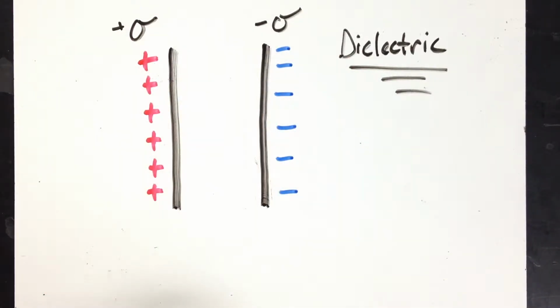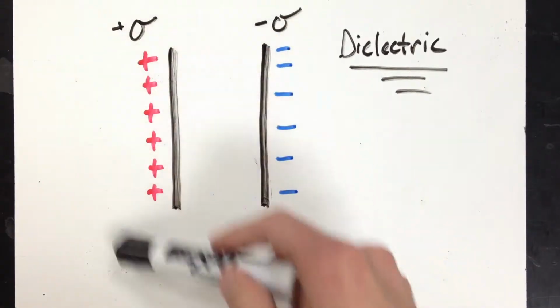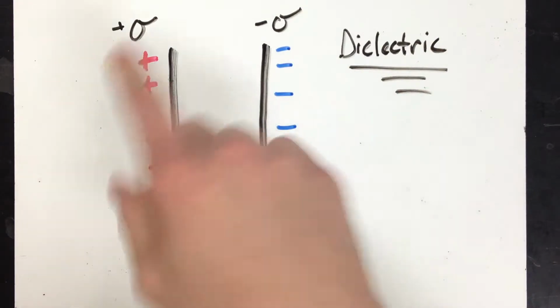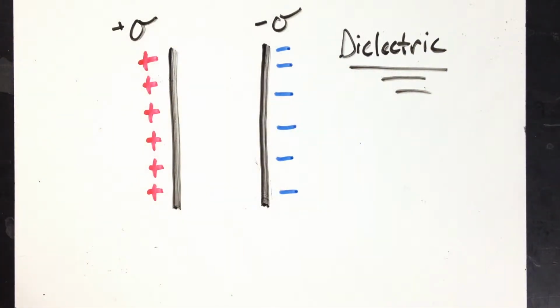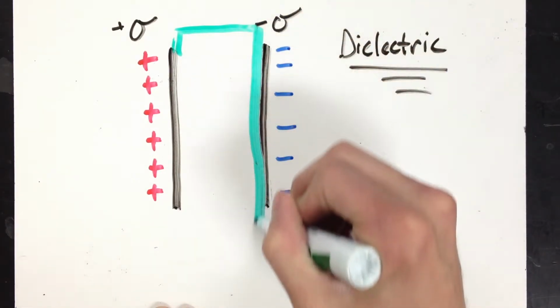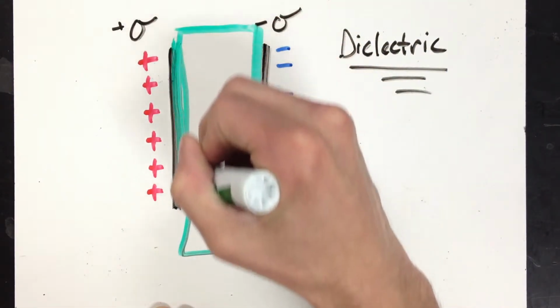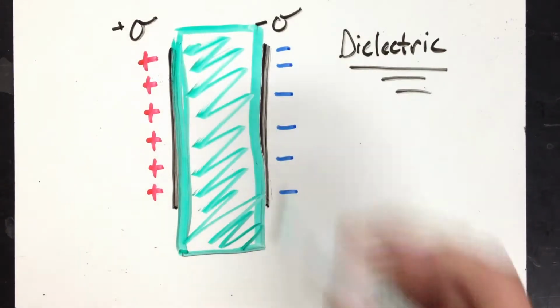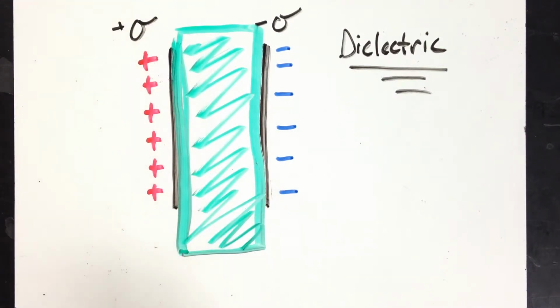So here I've got just two parallel plates, one with positive charge and one with negative charge, with equal surface charge or area charge density on either side. Now if I take a dielectric, let's say I take plastic or something, and I place it in between my capacitor so that it completely fills the void in between. Well, before, my capacitor was just filled with empty space.